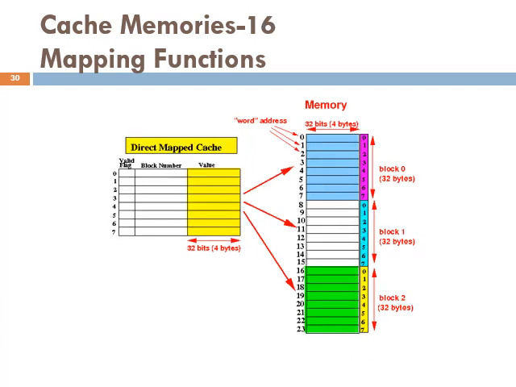The higher order 5 bits of the memory address of the block are stored in 5 tag bits associated with its location in the cache. The tag bits identify which of the 32 main memory blocks mapped into this cache position is currently residing in the cache.